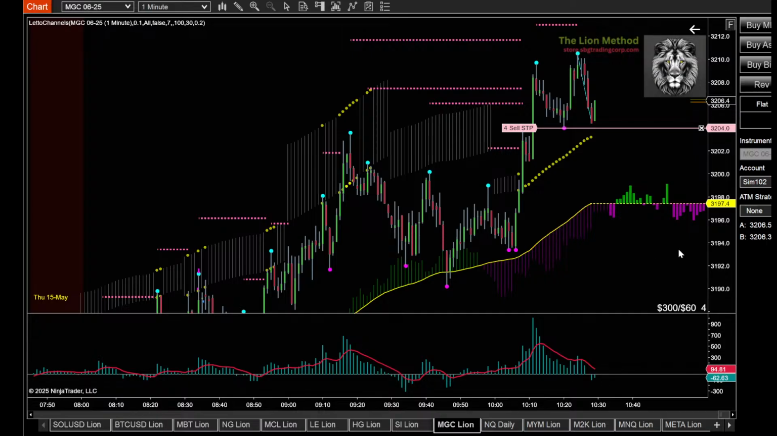And we've got $7 between us and the 100 at this point. Gold doesn't give it up easy. I think target would be in this vicinity.